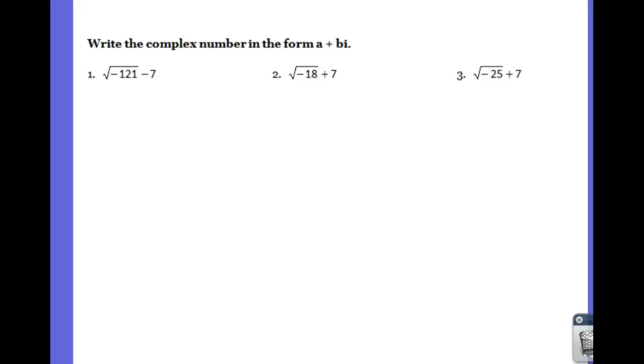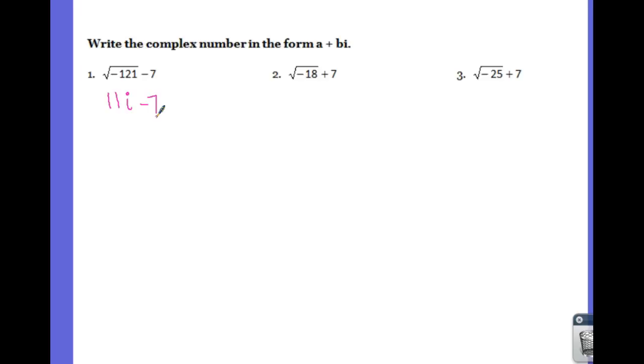So I got the square root of negative 121. 121 is a perfect square. So the square root of negative 121, the minute you see the negative underneath, we produce an i. Square root of 121 is 11. So we have 11i minus 7.